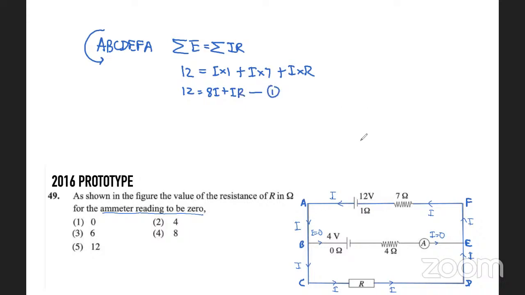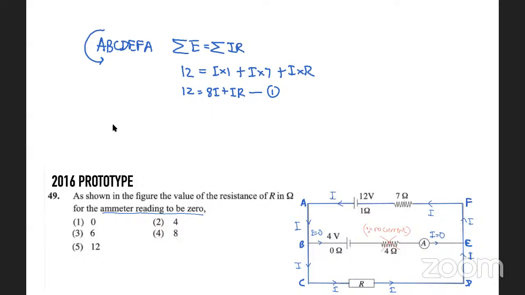Now there are two unknowns, and I need R or I. Then let's apply the equation for this part. Remember, there is no current going through this resistor, so it is useless. If there is a resistor in your circuit and no current is flowing through it, that resistor can be ignored. So I need another equation because I have two unknowns, I and R.